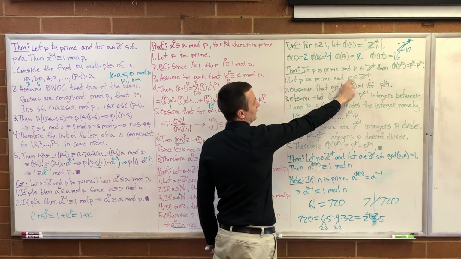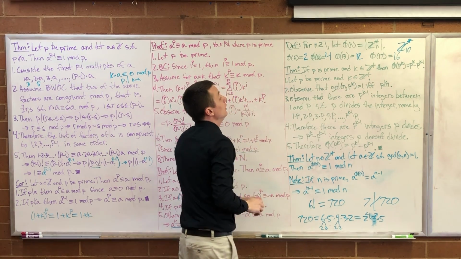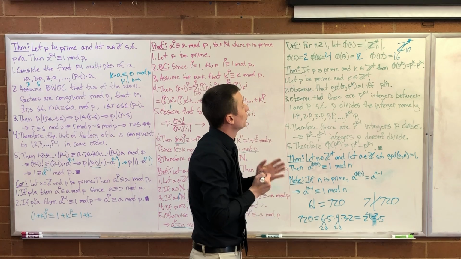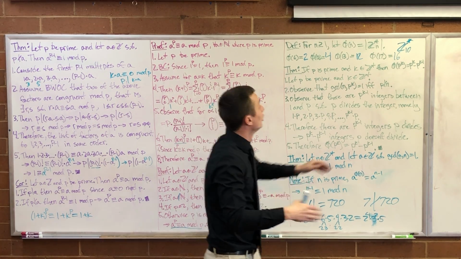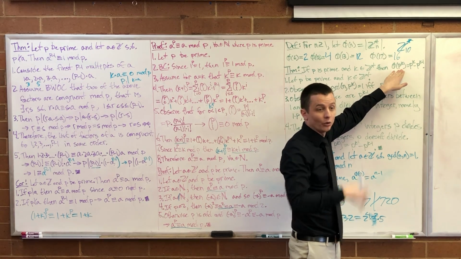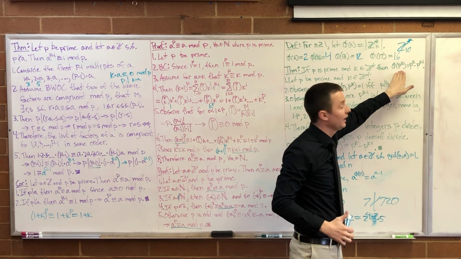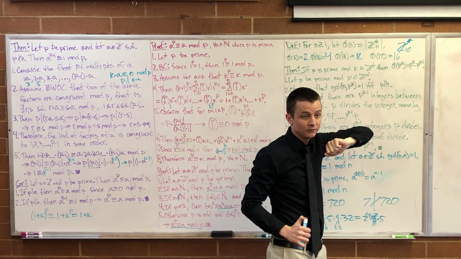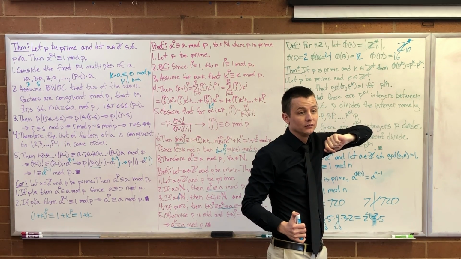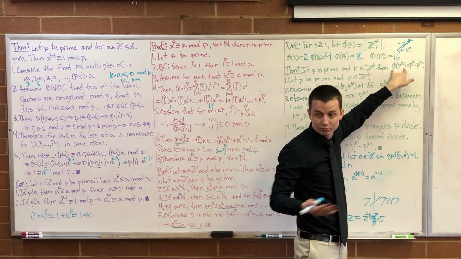Let p be prime and let k be a positive integer. Now, what are we looking for? We are saying how many integers clear up to p to the k, so 1, 2, 3, 4, all the way up to p to the k, are relatively prime with p to the k, right? That's the question we're trying to answer.